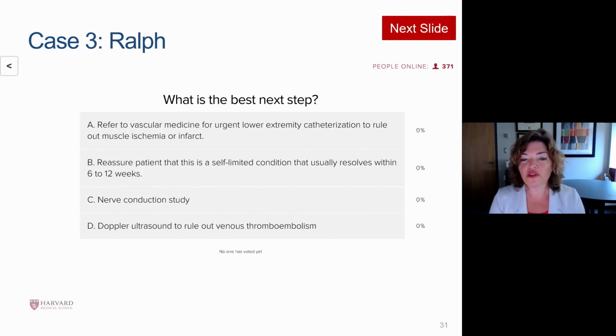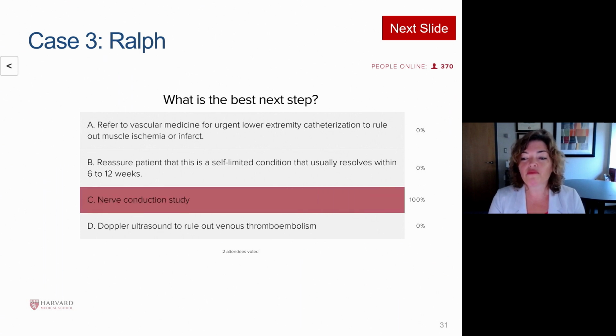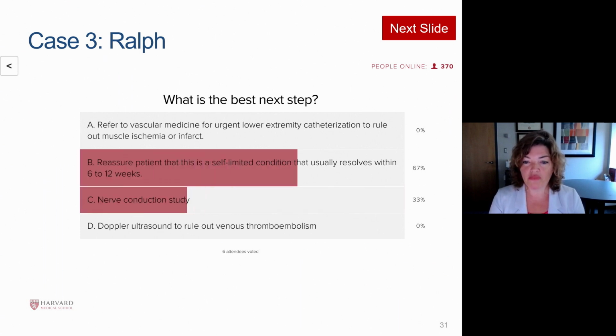Okay, what is the best next step for this patient who developed acute pain in the thigh? Refer to vascular medicine for urgent lower extremity catheterization, reassure the patient, a nerve conduction study or a Doppler ultrasound to rule out a DVT.